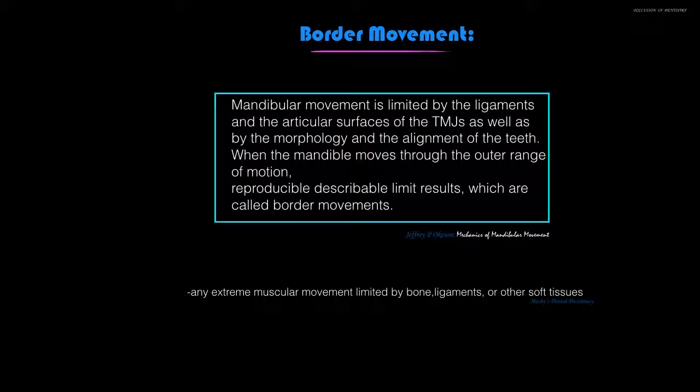Mandibular movement is limited by the ligaments and the articular surfaces of the TMJs, as well as by the morphology and the alignment of the teeth. When the mandible moves through the outer range of motion, a reproducible, describable limit results. This is what border movement is.